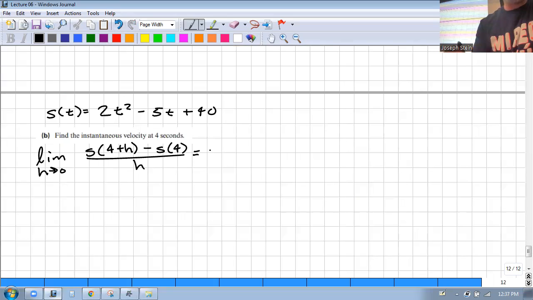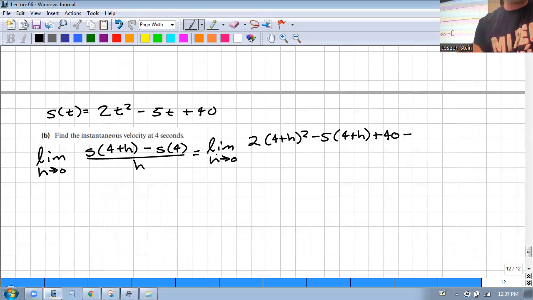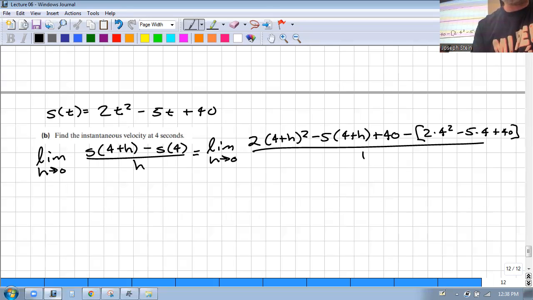So let's do the algebra here. We have the limit as h goes to 0, so we take 4 plus h and replace the t everywhere with it. So we have 2 times (4 plus h) squared minus 5 times (4 plus h) plus 40. Now minus s of 4. So everywhere there's a t, replace it with a 4. We have 2 times 4 squared minus 5 times 4 plus 40, all over h. We haven't taken the limit yet, so we have to keep writing it.